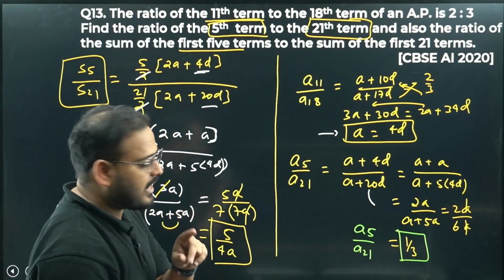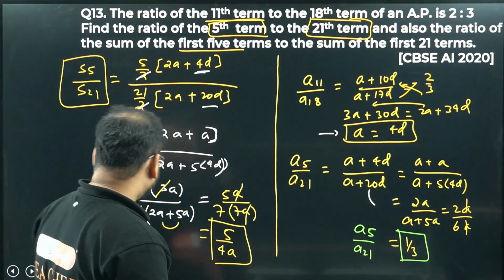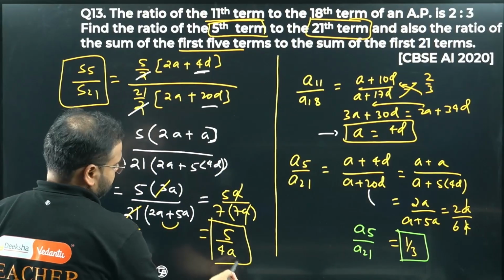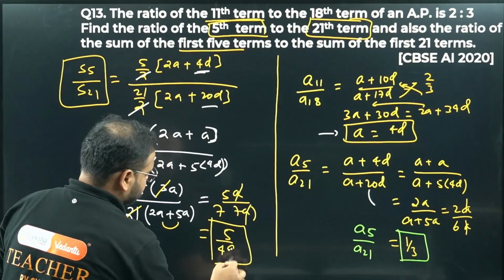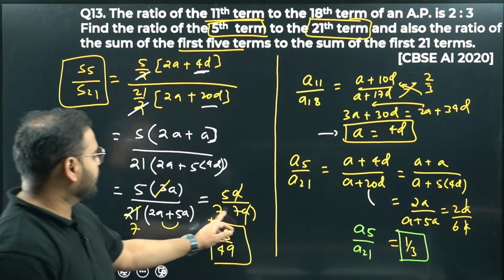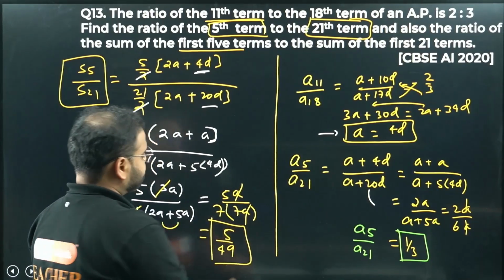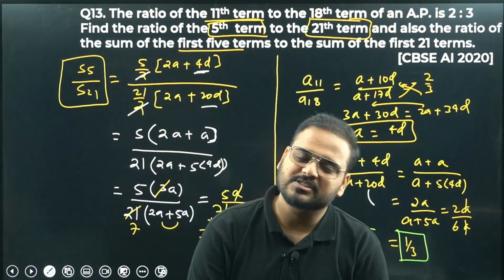The two answers that we had to find are 1 by 3 and 5 by, not 4a, excuse me, 49. Not for 7 into 7, right? So 49. Please check. 49. Simple enough. Have a look. 7 into 7, so 49. Simple question, a PYQ. I hope you are liking the sessions, right?